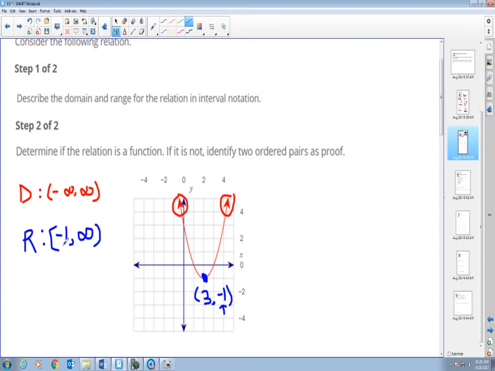Determine if the relation is a function. To determine whether a graph is a function or not, we simply draw a vertical line. And it doesn't matter where I draw it, it will only cross the graph at one point. So yes, it is a function.